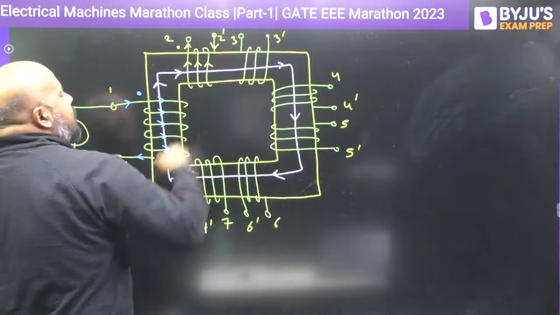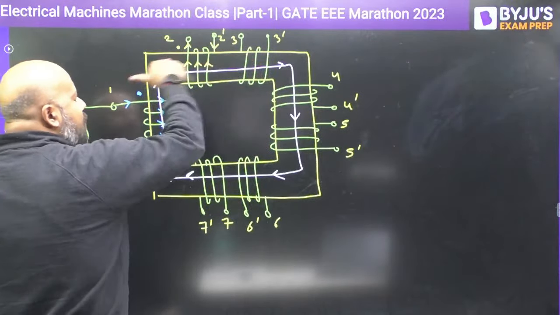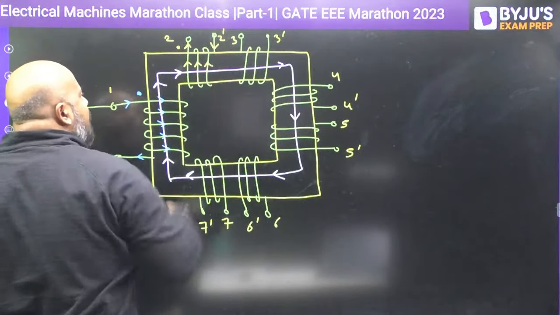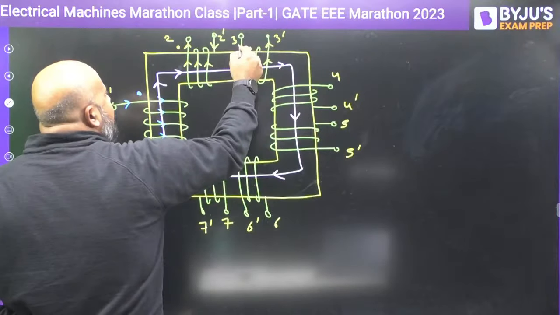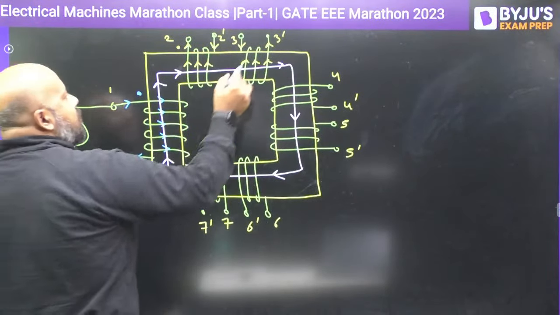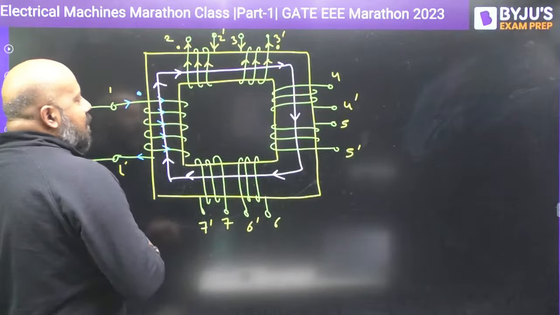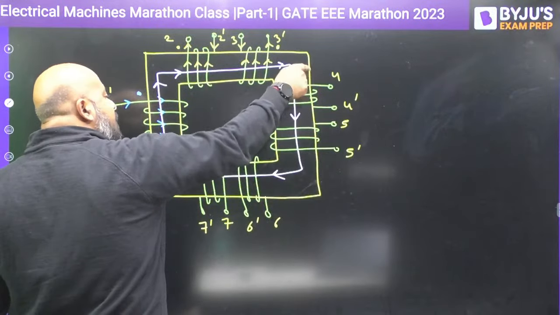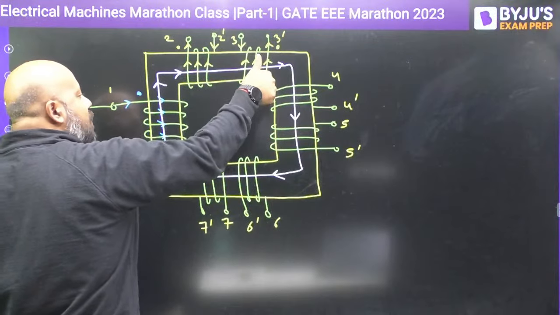Similarly, for 3,3 dash also, you must have the flux going from right to left, because it should oppose the main flux in the core. So what is the direction of current? Downward to upward. Current is entering at the source at the dot, so it should leave the dot at the load side. 4,4 dash: the main flux in the core is going from top to down. So the flux because of the current in 4,4 dash should be upside. Yes or no? Downward to upward.